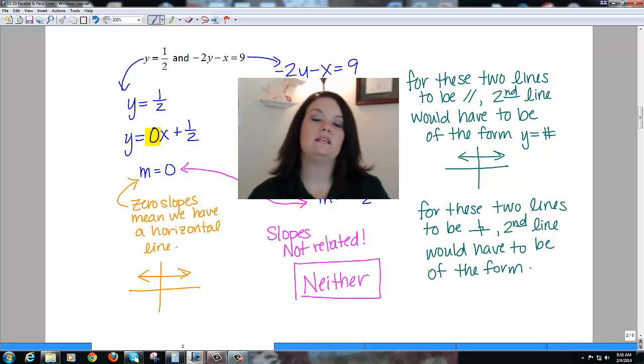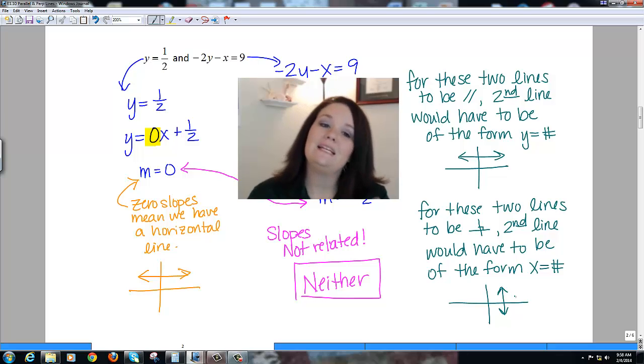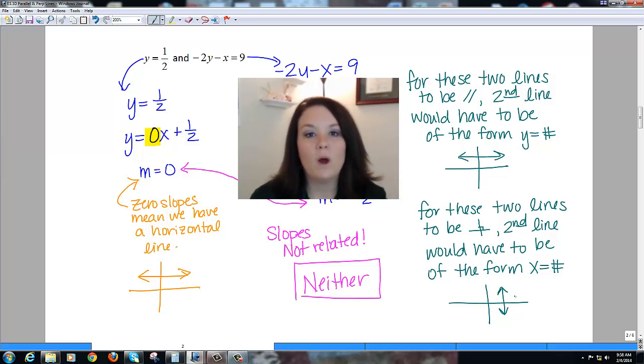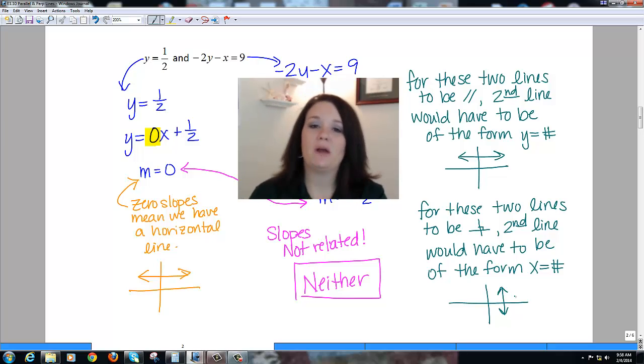So in order for these two lines to be perpendicular, the second equation would have to look something like x equals some number, right? So that we could get an equation that looks like this. I'm sorry, a line that looks like a straight vertical line. So really, anytime one of your lines only has one variable, if the other line has two variables, you know right away it's not going to be parallel or perpendicular.